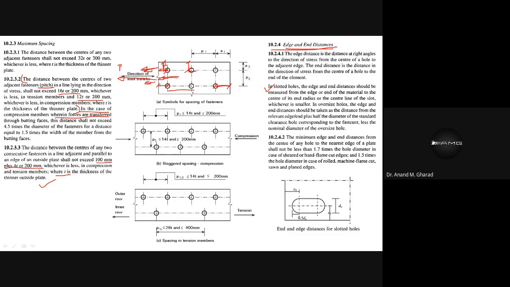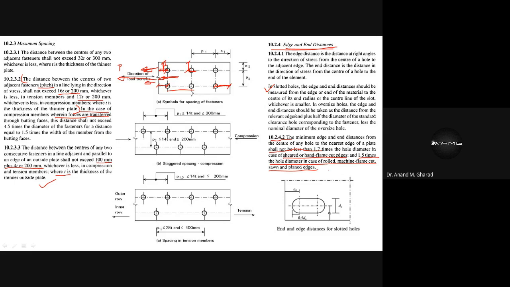Okay. Next is minimum edge and end distances. The distance from the center of any hole to the nearest edge of a plate shall not be less than 1.7 times the hole diameter in case of sheared or hand flame cut edges, and 1.5 times the hole diameter in case of rolled, machine flame cut, sawn and planed edges.